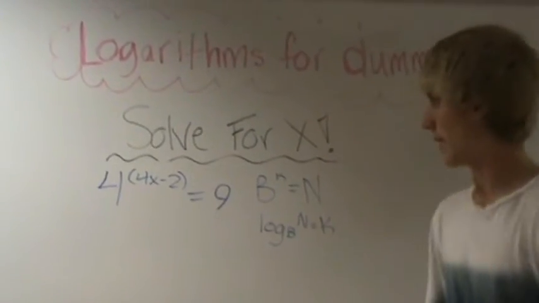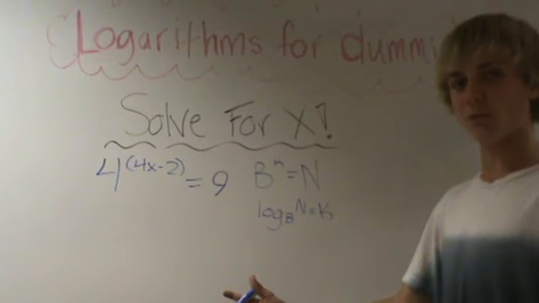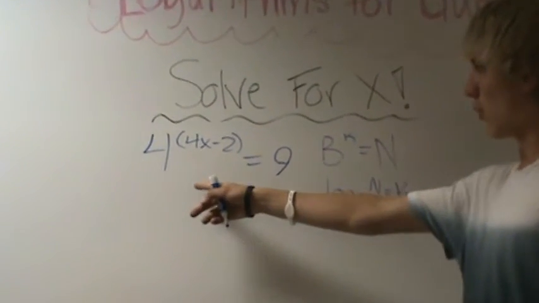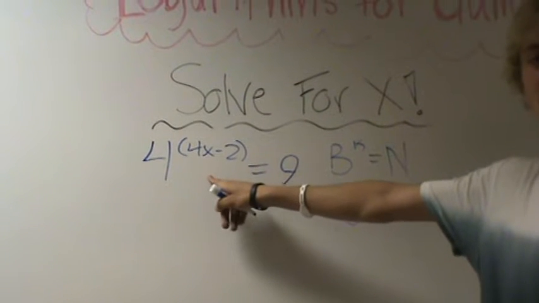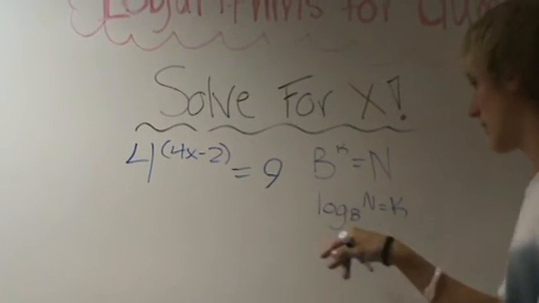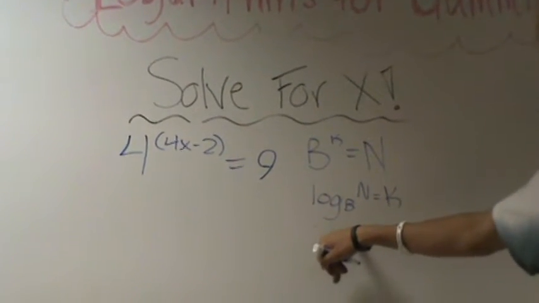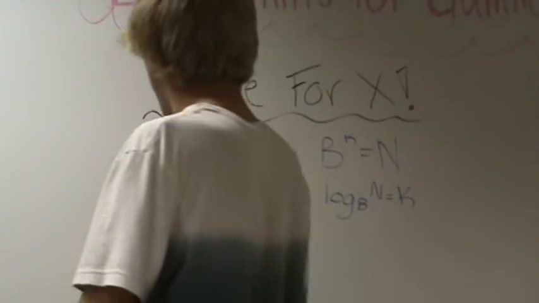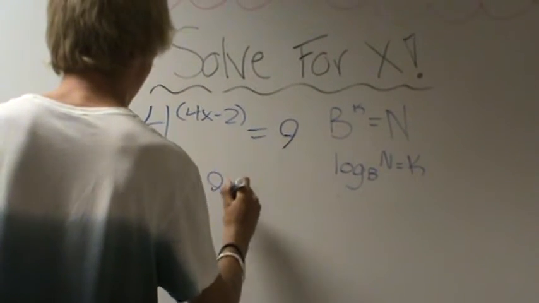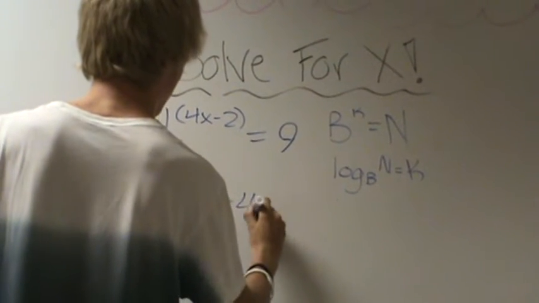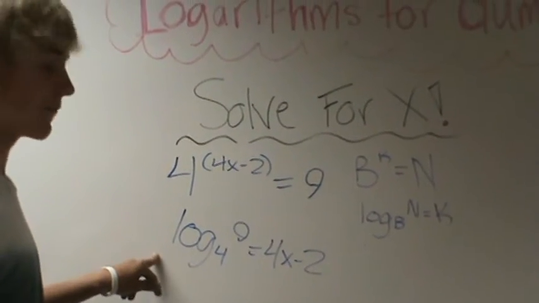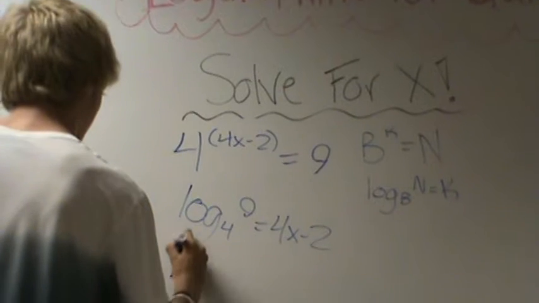Alright, we got another solve for x problem with logarithms. We're going to start off with your first equation. 4 to the power of 4x minus 2 equals 9. Alright, so we're going to want to convert that into log form, which then becomes log 4 of 9 equals 4x minus 2. So now that we got that, we're going to find out what log 4 of 9 equals.